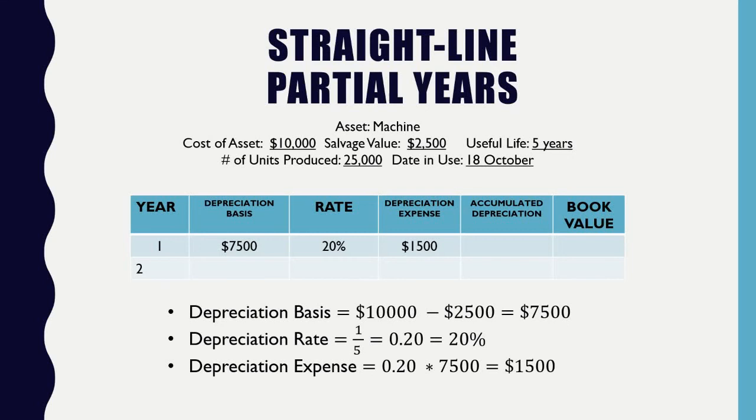Now again, that is for the full year, because 20% is 1 whole year of the asset, right? You have 5 years, so if you're depreciating 20%, that's 1 whole year. In this case, we can't treat our asset like that. It's not 1 year old. It's only 2 months old. So we're going to have to adjust our depreciation expense for the first year. So what are we going to do?